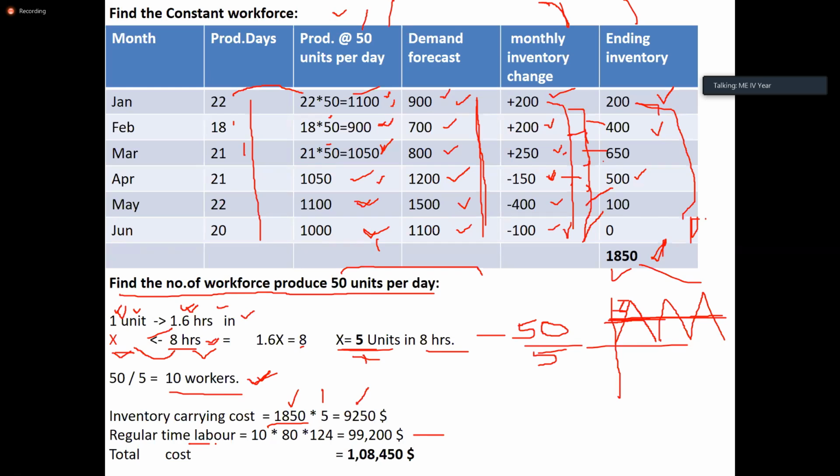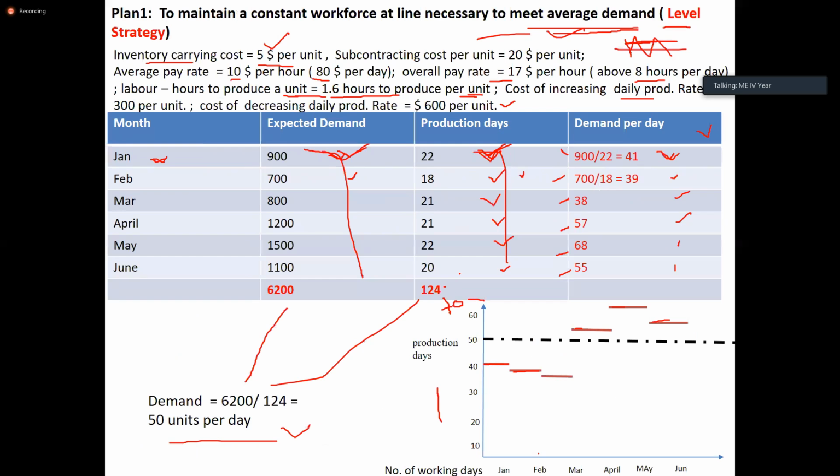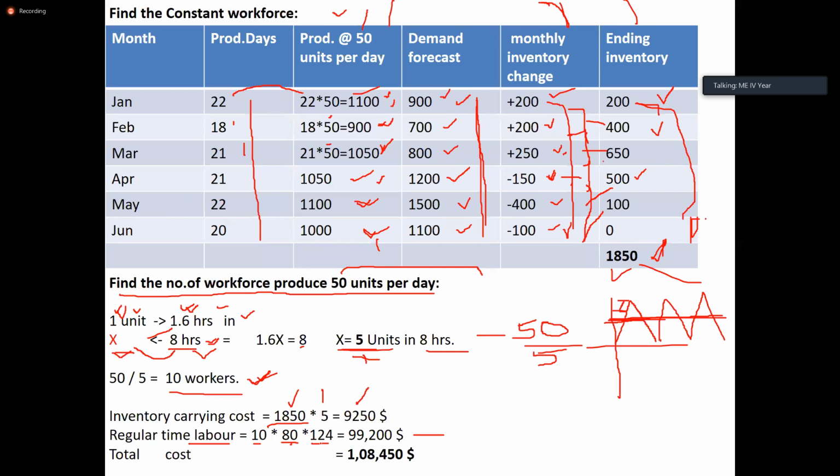So regular time labor, how many laborers we needed? That is these 10 workers, and each worker will work 8 hours. So 8 into 10, you'll get 80 hours, into this 124 which comes from here. This 124 is the total 6 months production days. So in total 124 days they will work, each day 8 hours, 8 into 10 members, like 80, and these 10 workers will work.